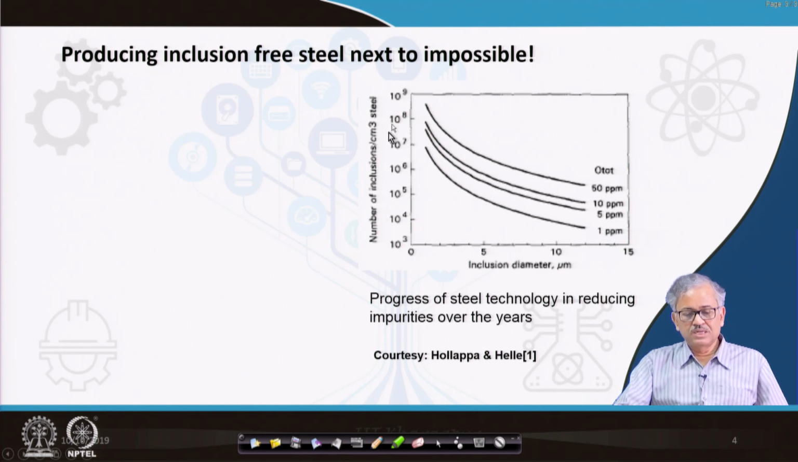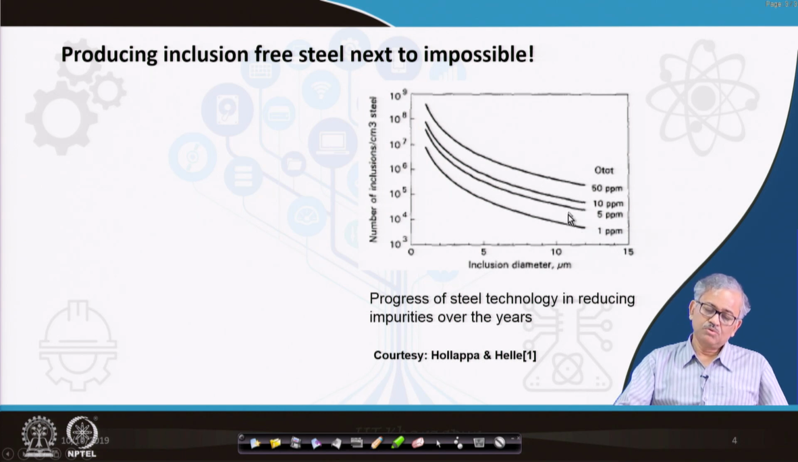You can see this diagram, from which you can find the number of inclusions per cubic centimeter of steel. So you can see the order: per cubic centimeter, it ranges from 10 to the 3 to 10 to the 9. So much inclusion, and inclusion diameter. Obviously, if you increase the inclusion diameter, then their number decreases, but still, beyond 10 micrometers, you have a significant amount of inclusions, of the order of several thousand.